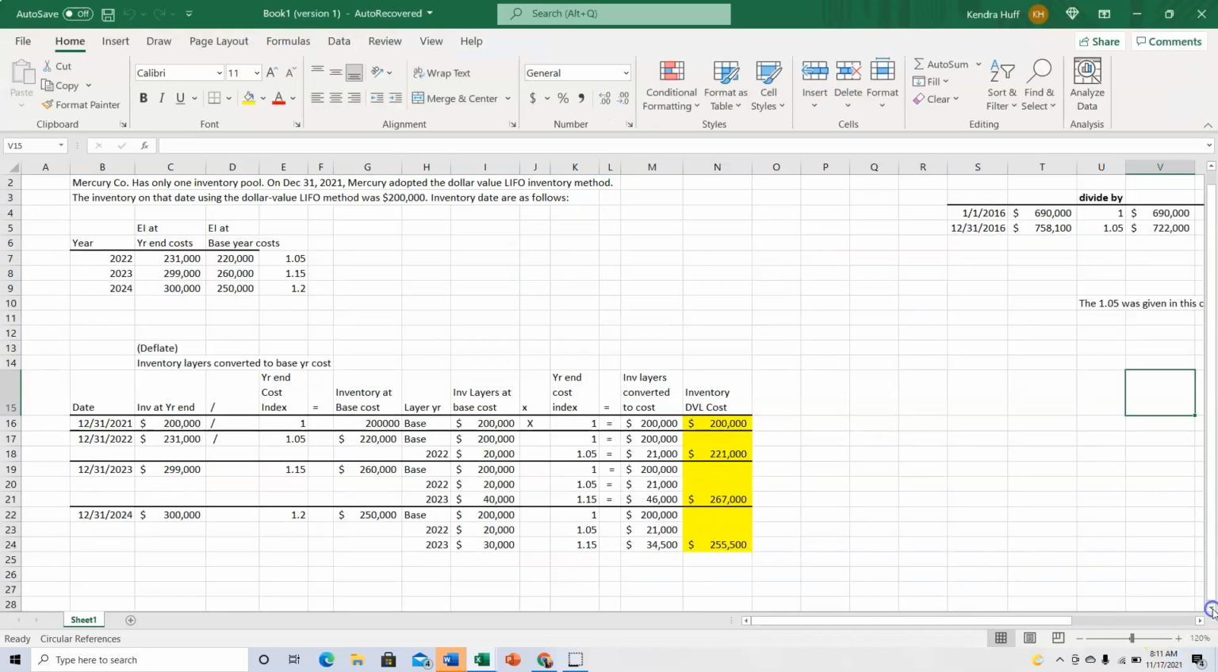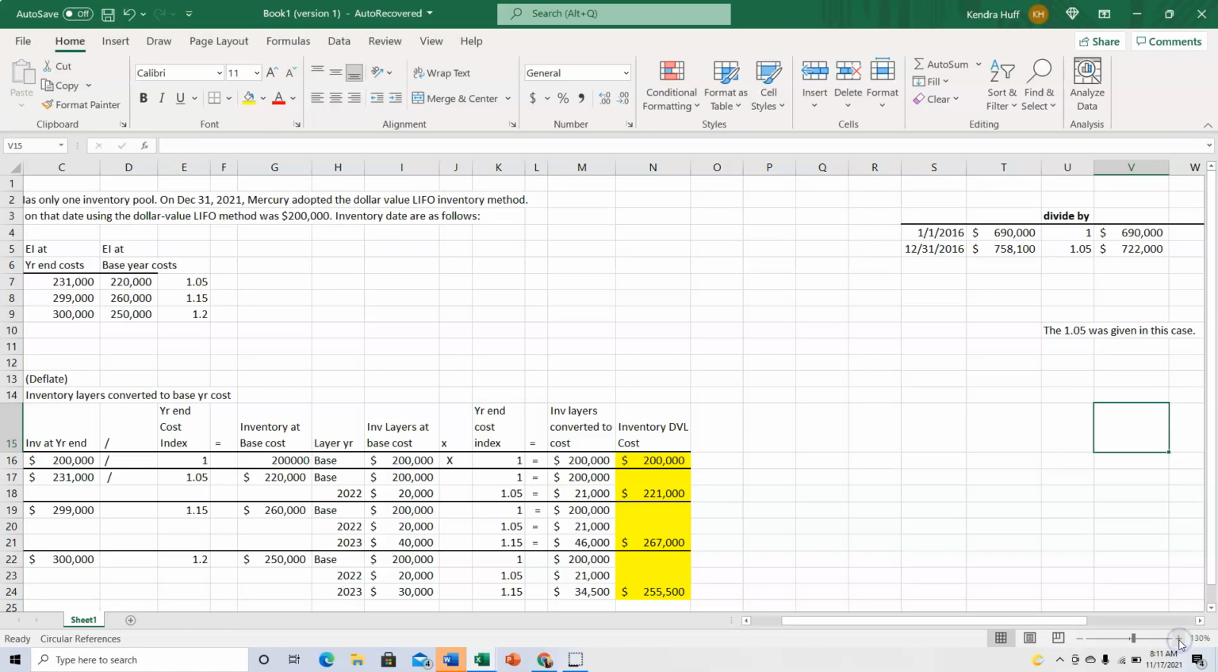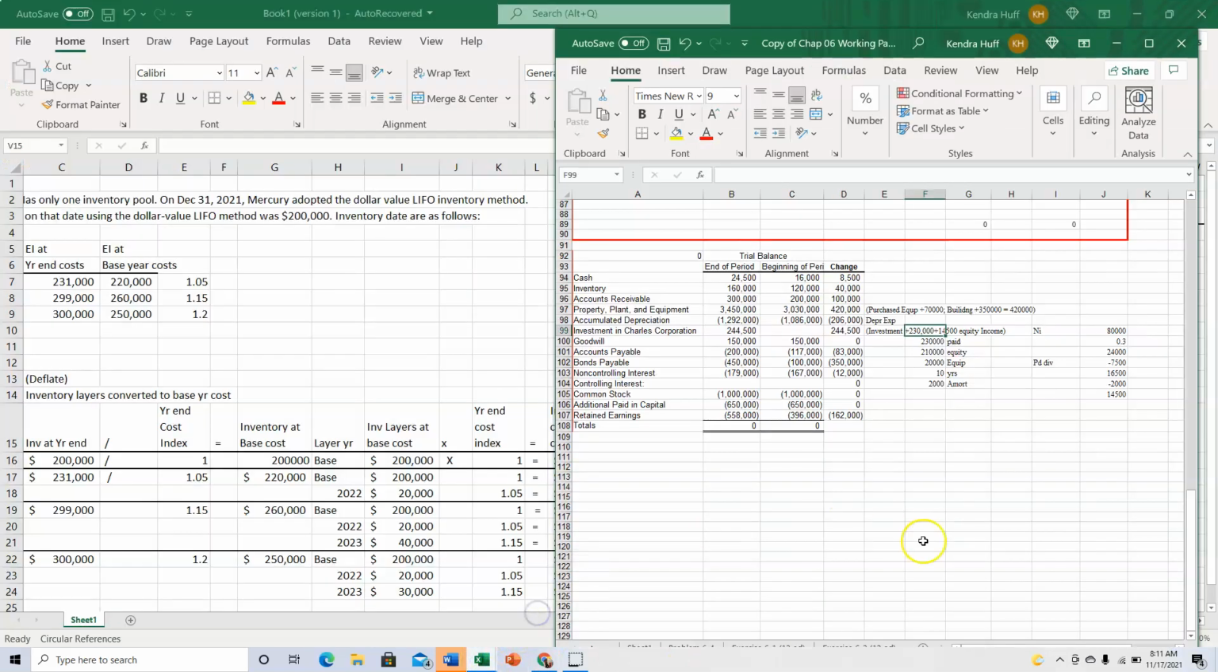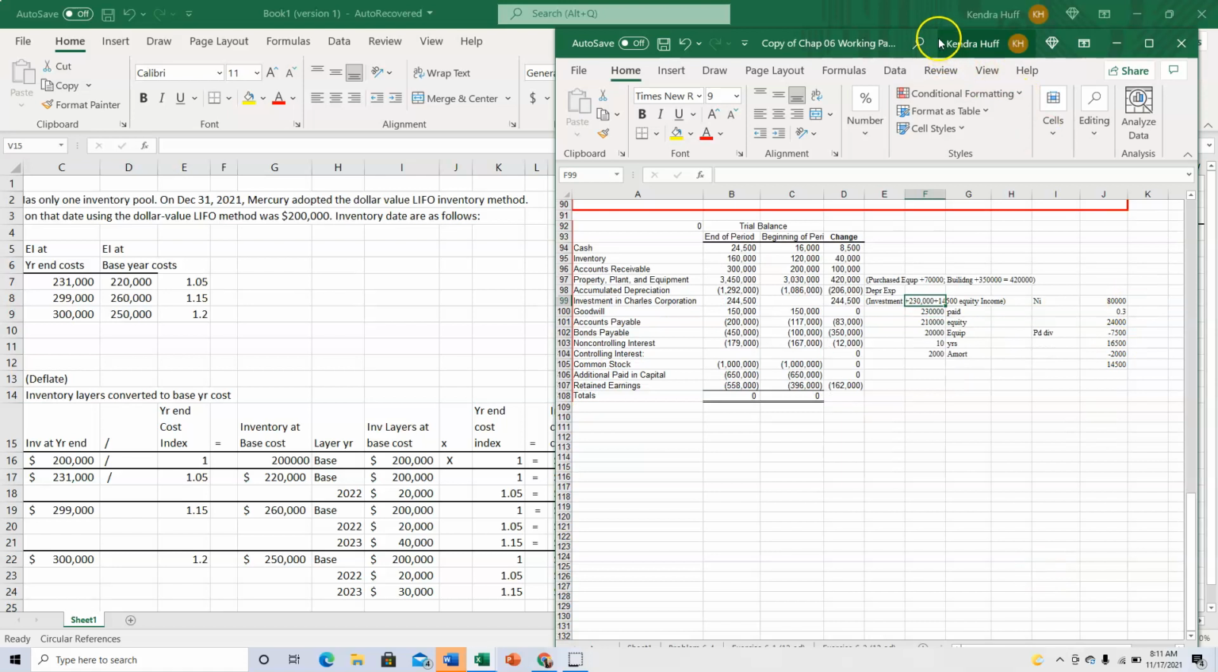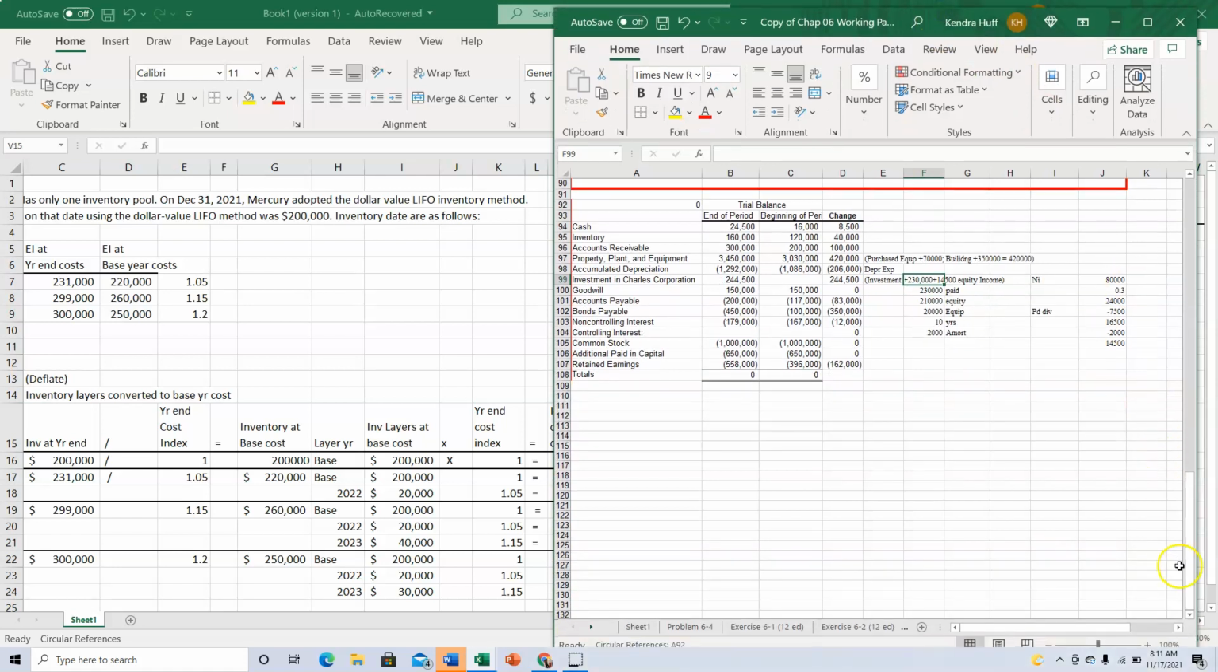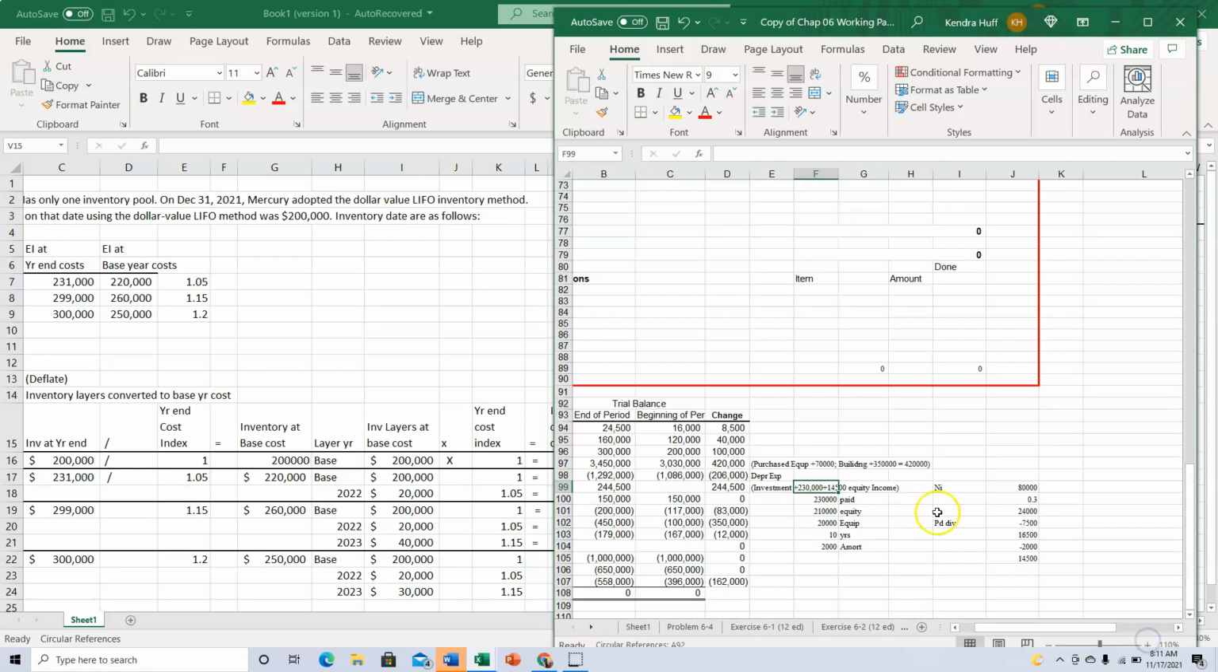Let me, oh, sorry. Helping Kendall out with intermediate homework. I was trying to make this a little bigger.